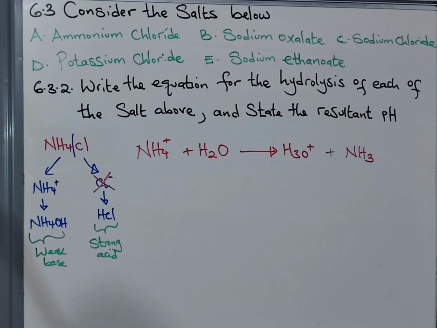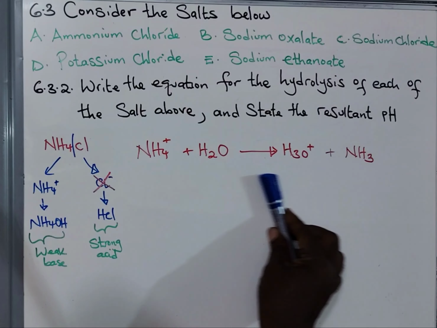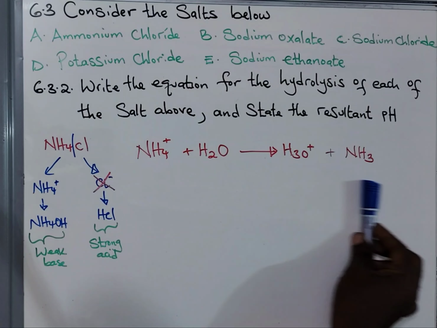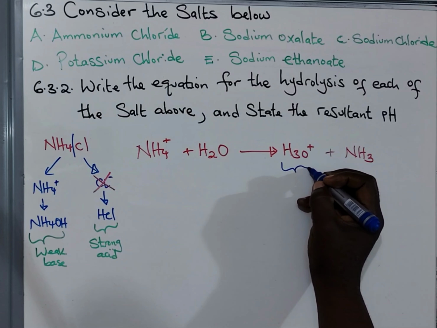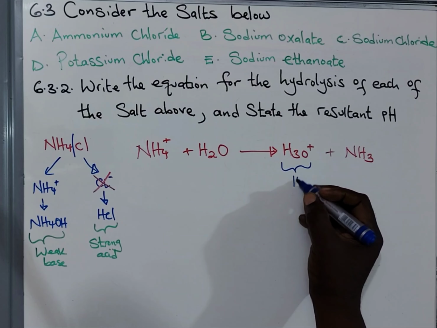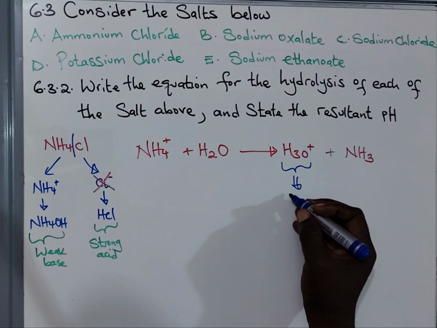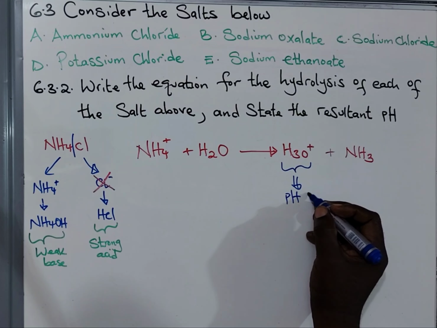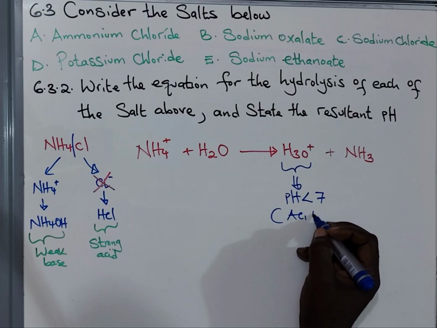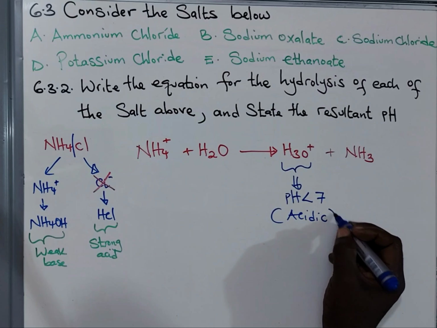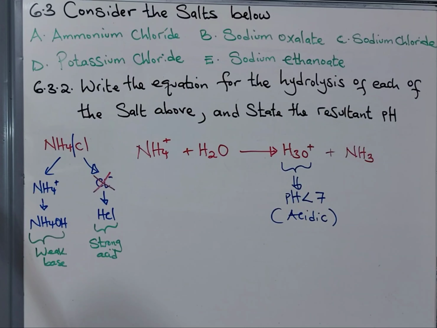So the question now comes about the resultant pH. Where do we trace the resultant pH? You look at the side of the products. And when you have hydronium ion in place, it determines the pH. So the pH is going to be less than 7, mildly acidic. So that is it for ammonium chloride.